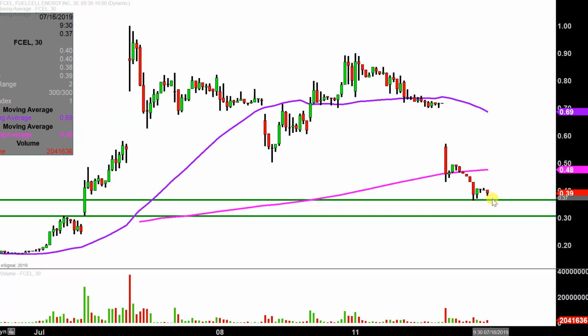But if 37 cannot hold, it would not be shocking at all to see the price head down to the 30, 31 cent mark, as that would be this former breakout area right there. But as of right now, yeah, definitely the chart's looking pretty shaky, but we'll see if the bulls can try to stabilize things out here and build an overall higher base or not.